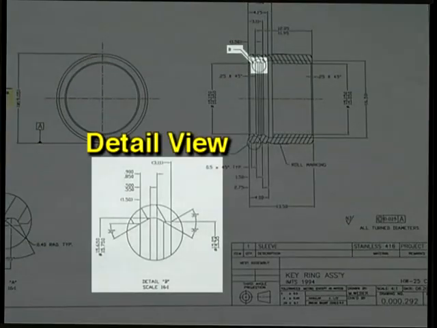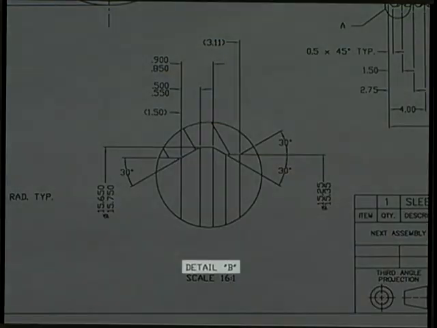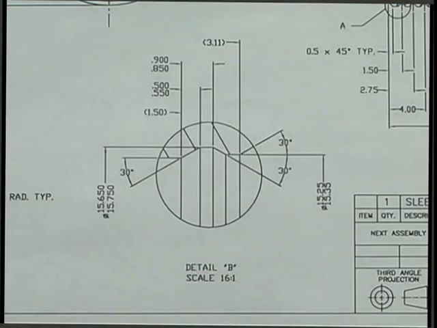This is called a detail view. The capital letter B refers to a detail view letter B located at the bottom of the print, as you see here. The larger scale of the feature allows you to see important information about that feature.